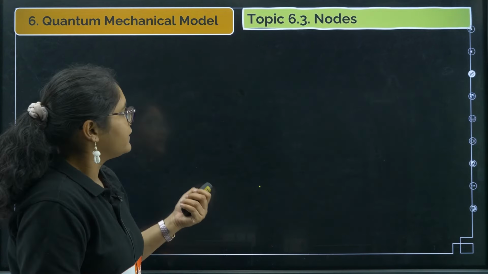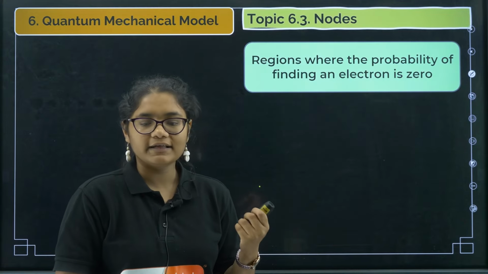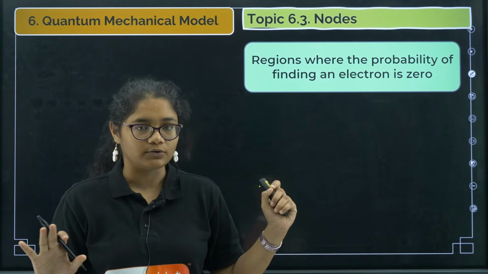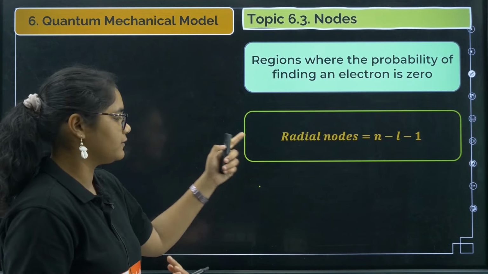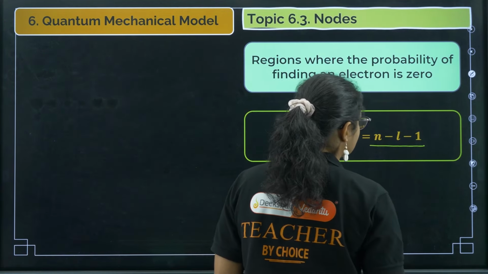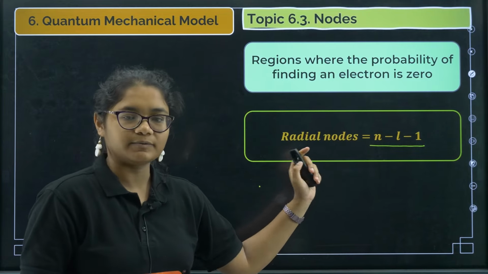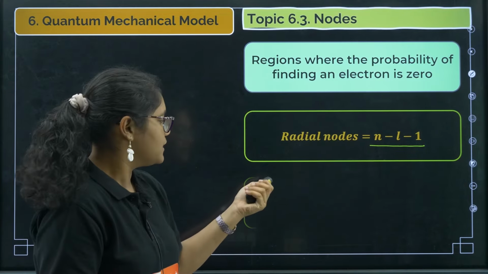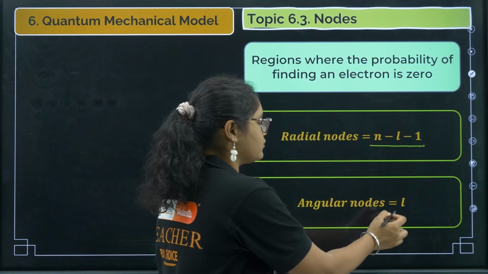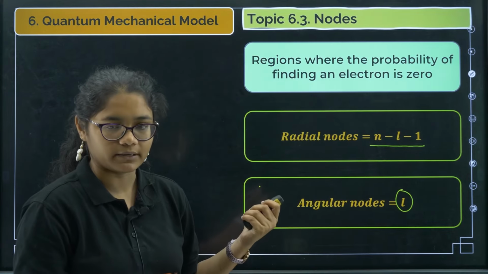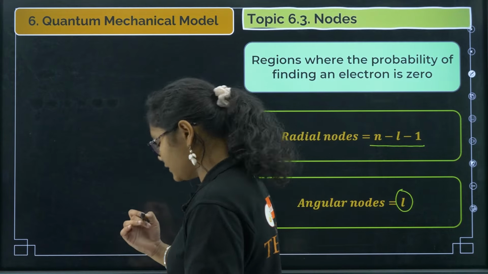Next, coming to nodes. A node is a region where the probability of finding the electron is 0. There are two types of nodes here. Radial nodes: how to calculate radial nodes? The number of radial nodes is n minus L minus 1. Here n is the principal quantum number and L is the azimuthal quantum number. Next we have angular nodes, and the number of angular nodes is L, that is your azimuthal quantum number.